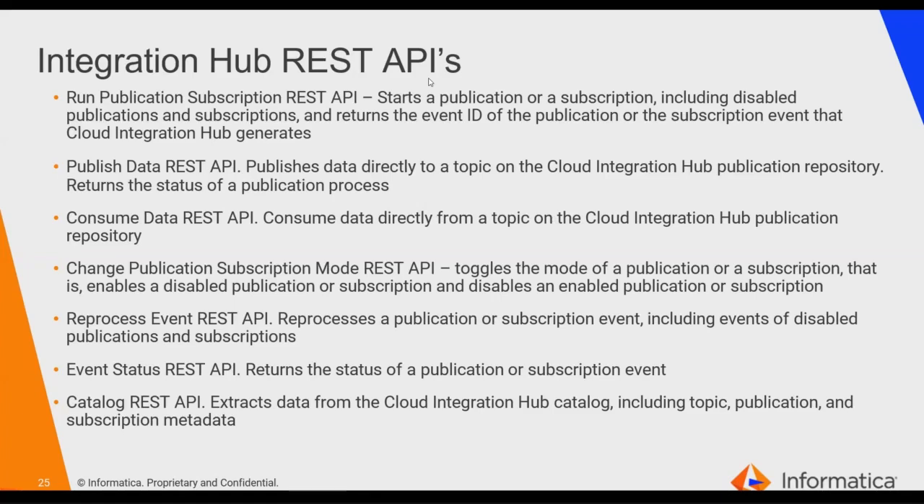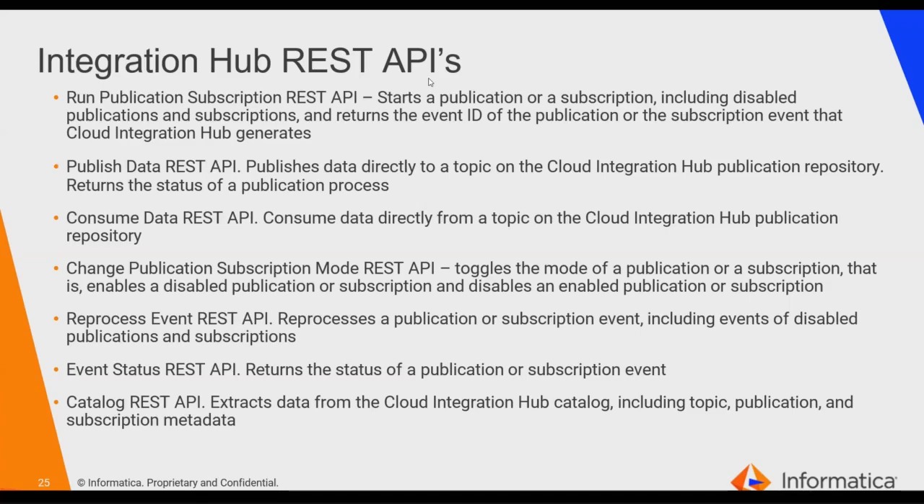Consumption data API, similar to Publish Data API. These APIs consume data directly from a topic on the CIH repository. You can reconsume the data that had previously been processed by triggering the subscription complete event with the API. So in terms of flexibility, as I said, it allows you to reconsume the already published data. It also allows you to reprocess an event which has failed previously. So as I said, in terms of flexibility, it's great.